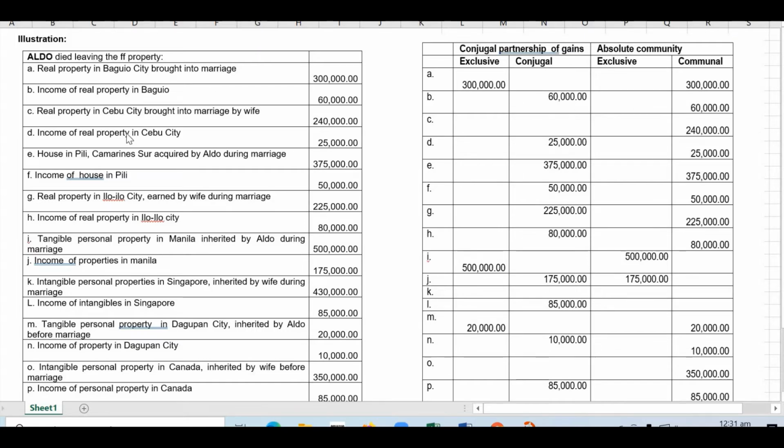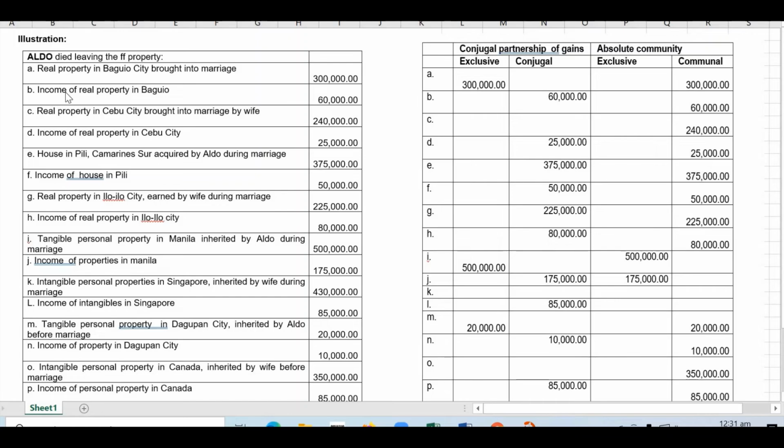Okay? So, we have letter A, real property in Baguio City brought into marriage. Real property brought by Aldo into marriage. In conjugal partnership of gains, if brought into marriage, it is exclusive. But in absolute community, all properties owned before marriage form part of the community property. So, it is communal if absolute community.